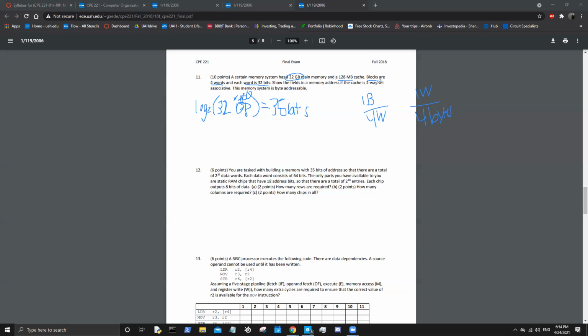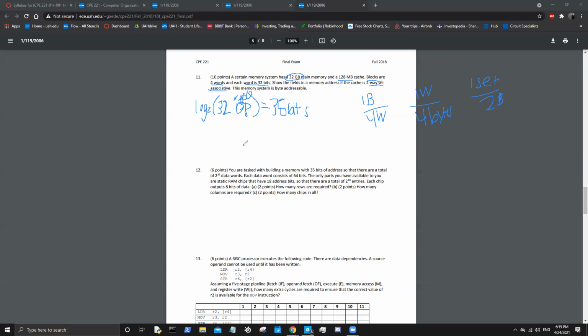Show the fields in a memory address if the cache is 2-way set associative. That's the last piece of info we need. And you'll notice that she likes to use set associative a lot for these questions. The reason for that is because I'm pretty sure set associative is the standard memory system, since it's the best of both worlds. So this last piece of information means we have 2 blocks per set. Now we have all the information we need.